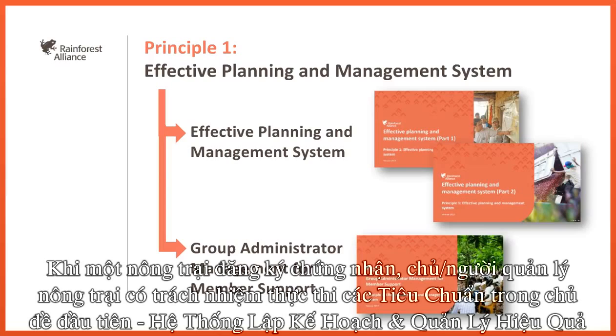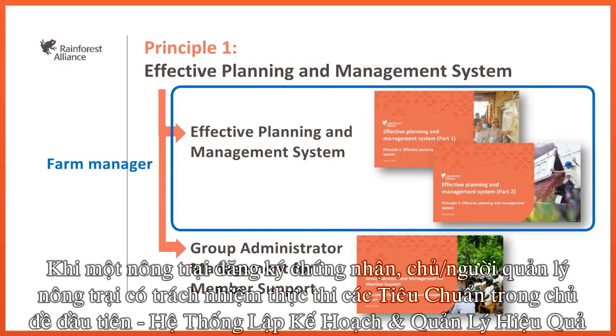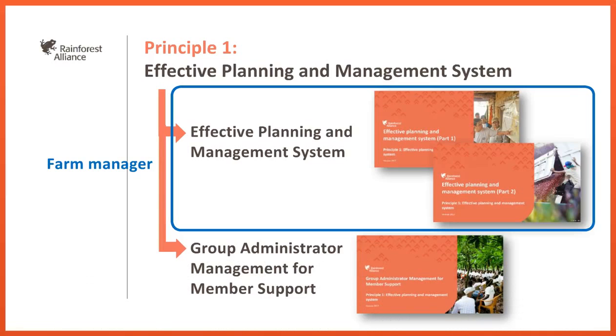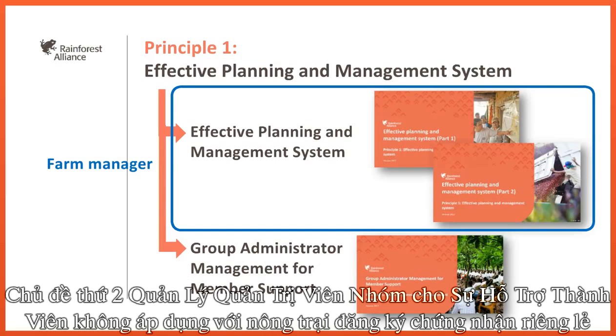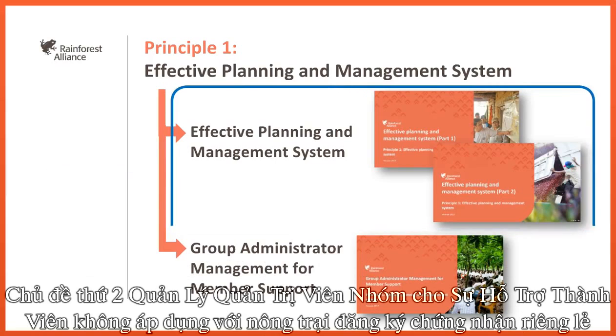When an individual farm is opting for certification, the farm manager is responsible for implementing the criteria in the first topic, Effective Planning and Management System. The second topic, Group Administrator Management for Member Support, does not apply to individual farms.